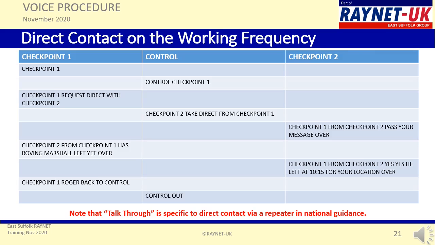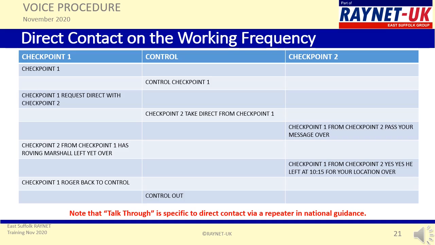It is sometimes more efficient for stations to pass information directly if they can hear each other, either on the main frequency if it is short, or on a separate working frequency if it is a lot of data and it is not desirable to take up the main frequency for an extended period. Stations should always request direct communication via control. Direct communication is the correct term to use. Talk through in national guidance is specific to the use of crossband repeaters.